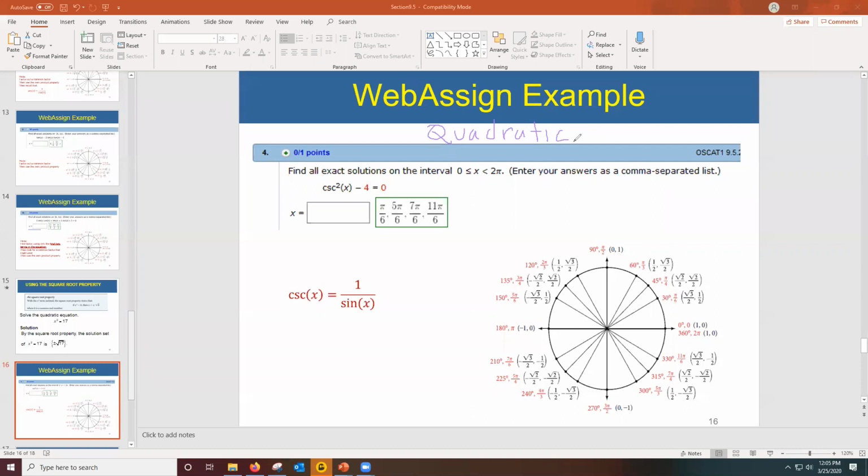All right, folks, I think we're out of time. So let me wrap up here. Again, the focus today was solving trig equations that are linear in nature. On Friday, we'll focus on trig equations that are quadratic. Anyone have any questions on any of these WebAssign examples?